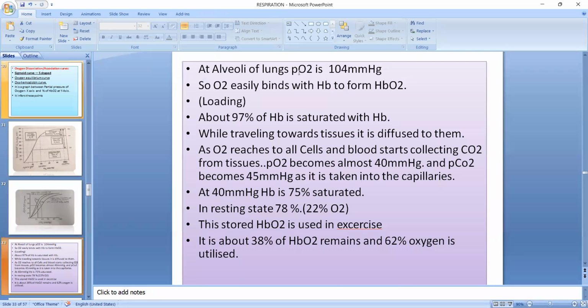In the alveoli of lungs, the partial pressure of oxygen is 104 mmHg. Okay, so oxygen easily binds with hemoglobin to form HbO2. That is called loading of oxygen. Okay, about 97% of Hb is saturated with oxygen. Okay, while traveling towards tissues, it is diffused to them. That means it is diffused into tissues.